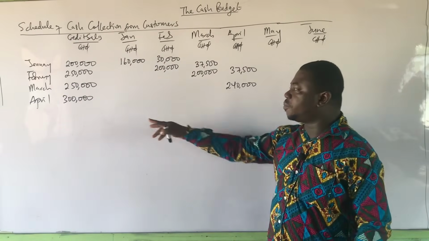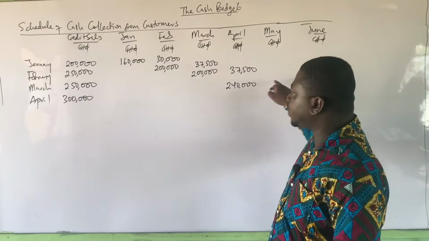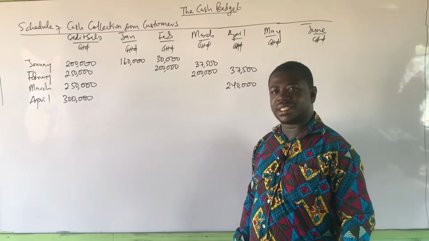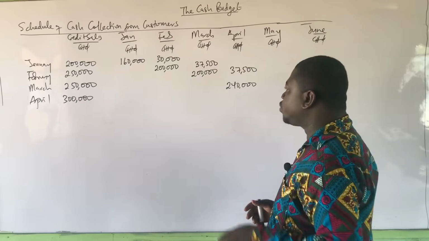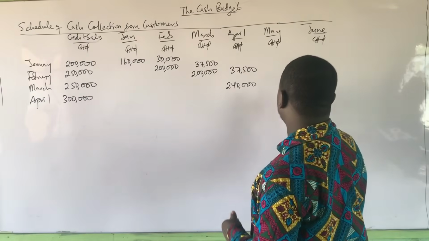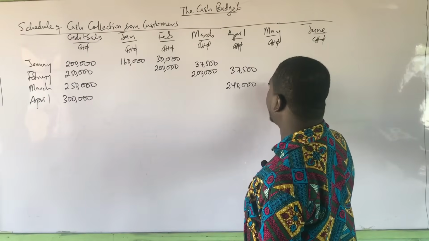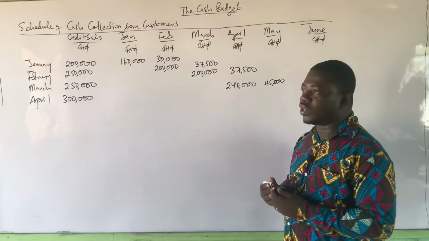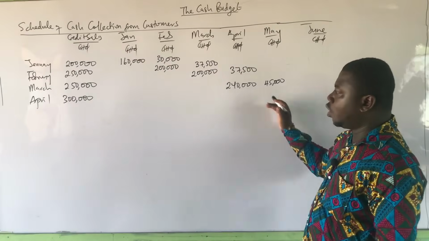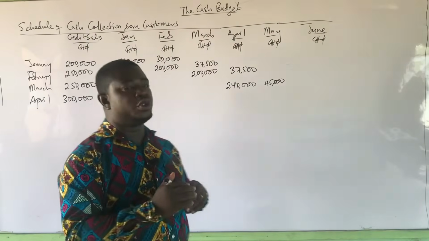And so we find 15% of the same 300,000 and we move it to the next month. I'm sure this analysis is making a lot of sense to you. And so 15% of 300,000 is going to give us 45,000 Ghana cedis. And so we record that there as well. Okay, so we are done with April. We are left with 2 more months.